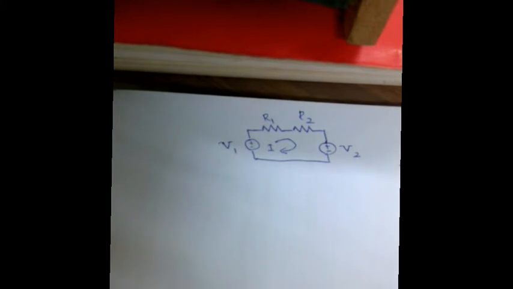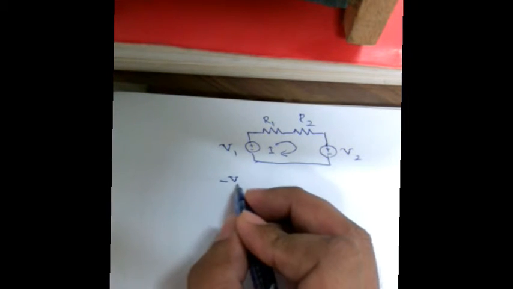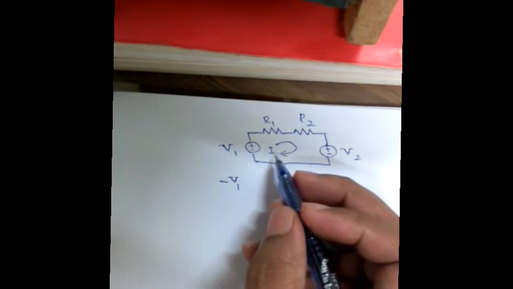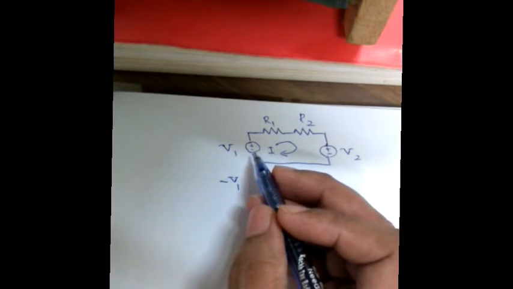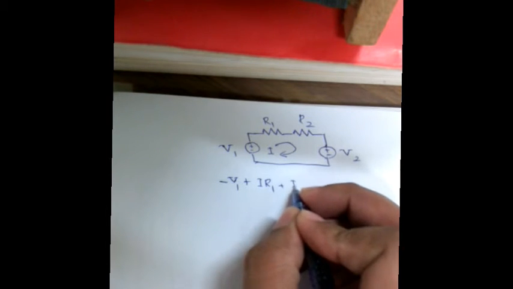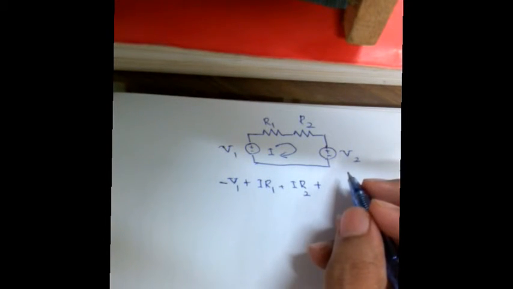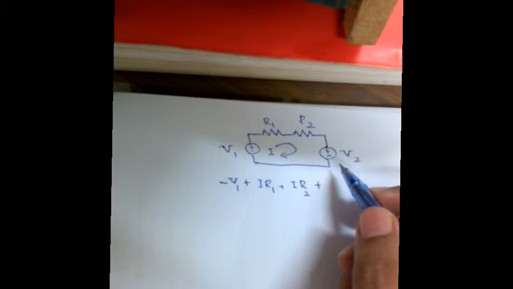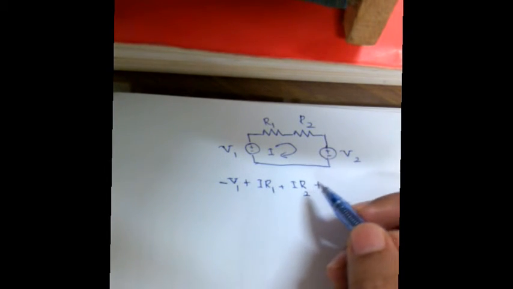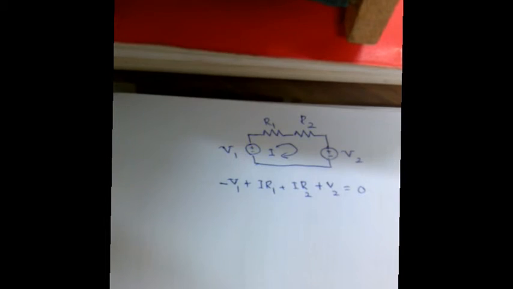and we can write the equation for this circuit like minus V1, because this is voltage rise. The original direction of current is such that it enters through the negative terminal of the source. Plus IR1, the voltage drop across R1, plus the voltage drop across R2, plus the voltage drop across V2, since the current enters through this voltage source V2 through the positive terminal and leaves from the negative, therefore this is a voltage drop. So therefore the sign is positive.